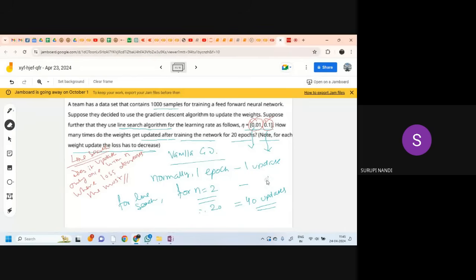In one epoch, they are considering all the samples together, right? Yeah, so there is only one update with one n. Line search, he has got, for example, he can have 3 also, he can have 4 also. n can be anything: 0.1, 0.01, 0.0001. But the update will use only the one which is giving the loss decreasing the most.